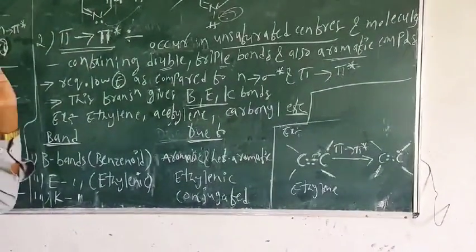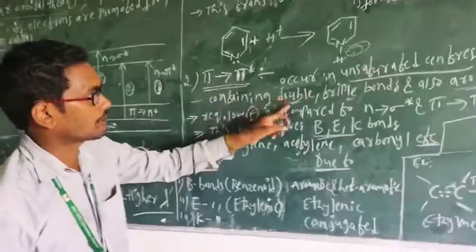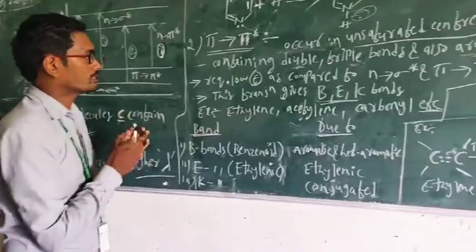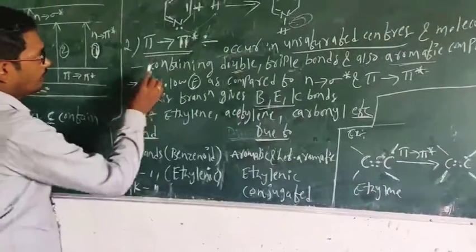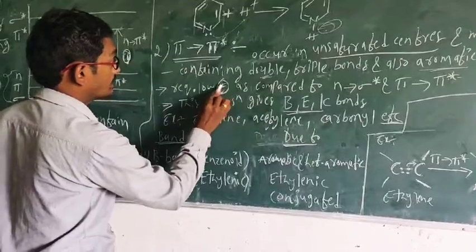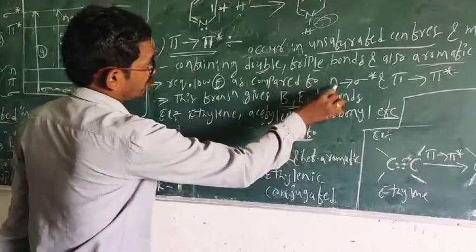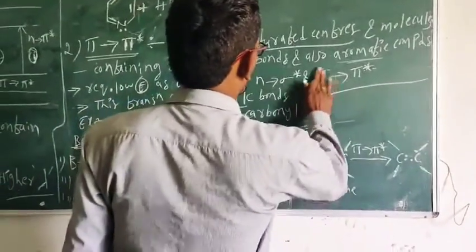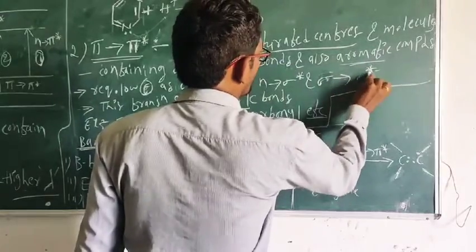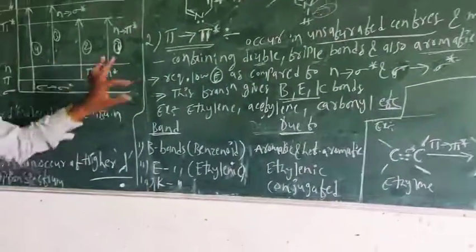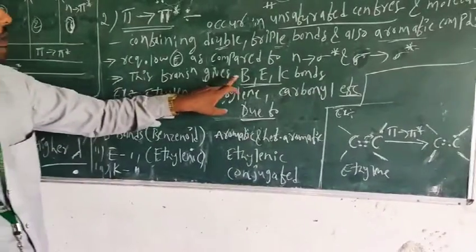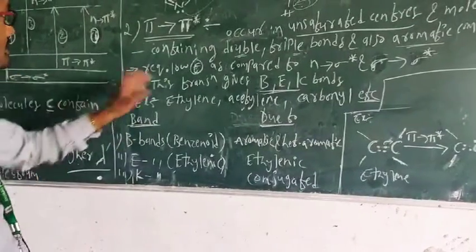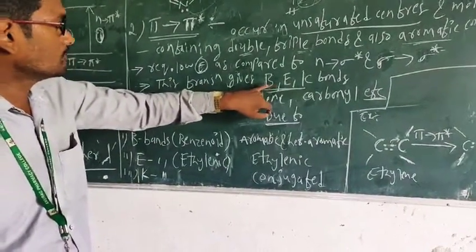The π to π* transition occurs in unsaturated molecules, meaning the molecule must contain a double bond or triple bond, and also in aromatic compounds because aromatic compounds have double bonds. The π to π* transition requires lower energy compared to the n to π* transition and the sigma to sigma star transition. This transition gives B, E and K bands, while the n to π* transition gives R bands.